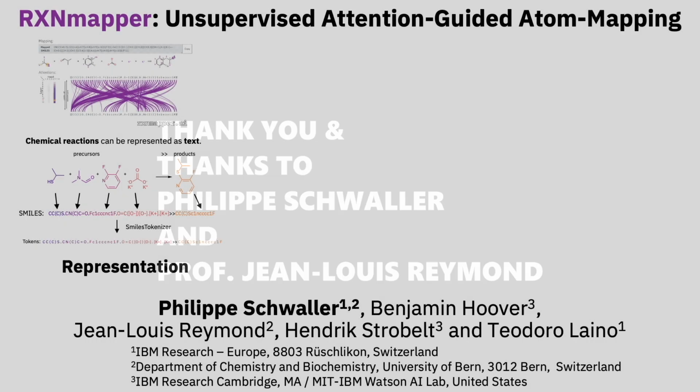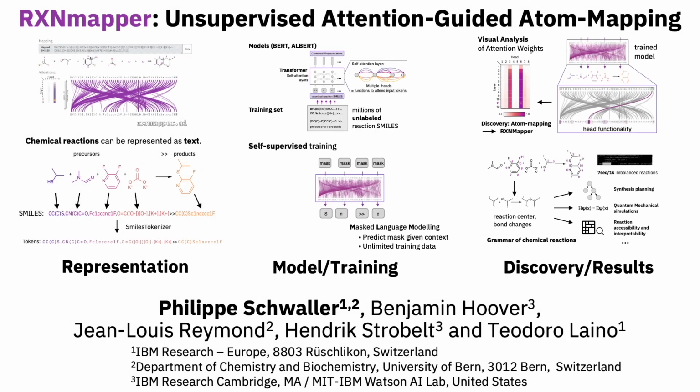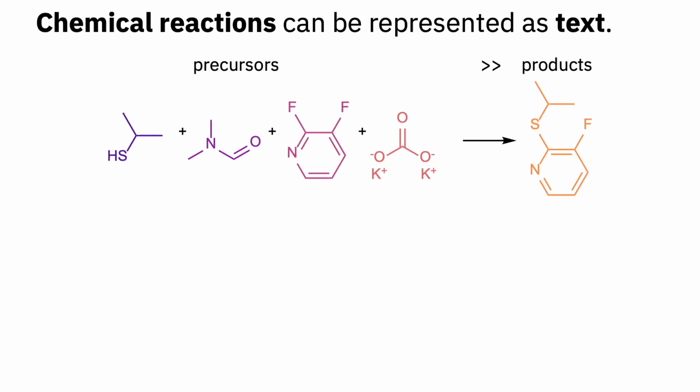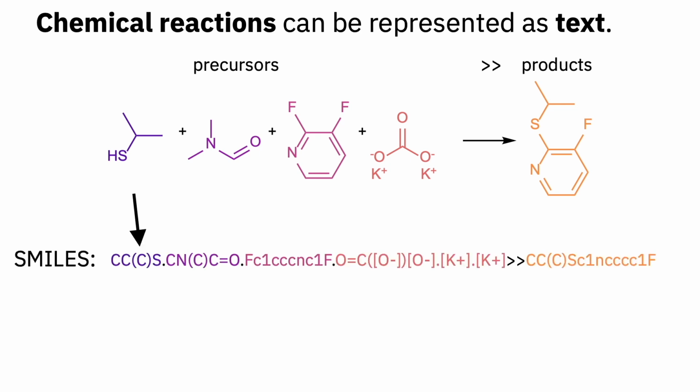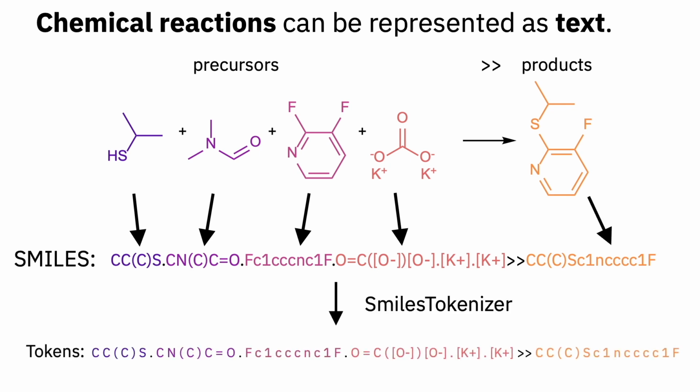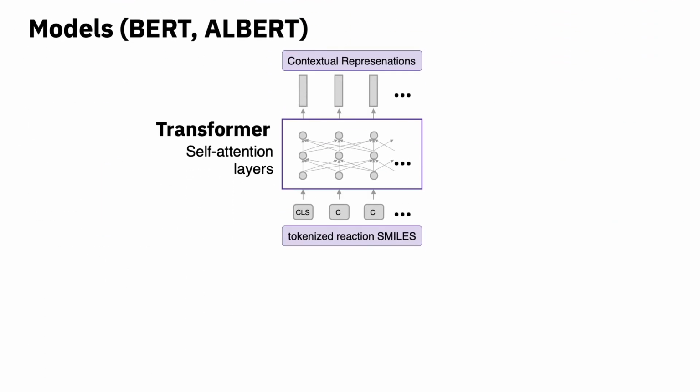In this video, I'm presenting Reaction Mapper, unsupervised attention-guided atom mapping. Chemical reactions describe how precursor molecules react together and transform into products. Using SMILES, a text-based molecule representation, chemical reactions can be represented as text and tokenized atom by atom. The SMILES representation makes it possible to apply transformer models to chemical reactions.